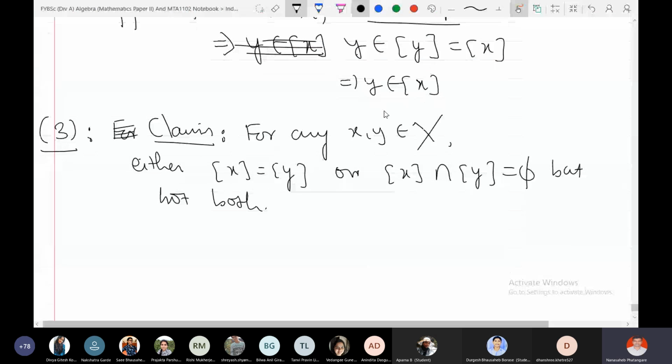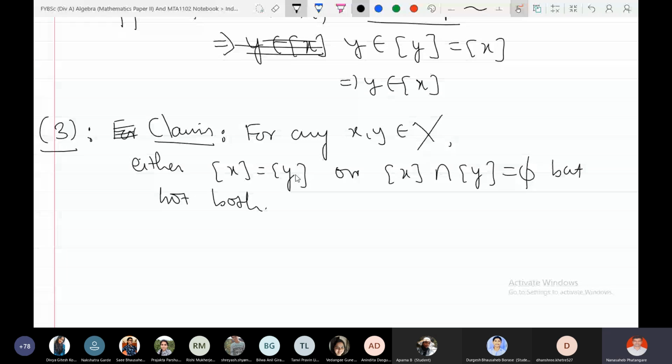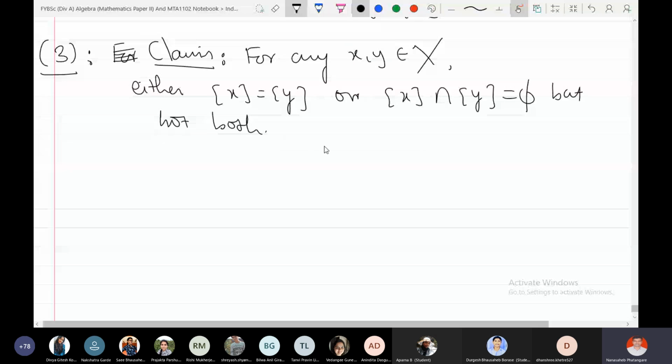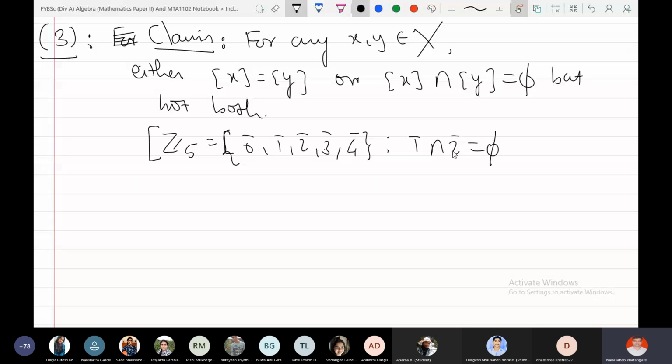So, if you look at any two elements and their classes, then the classes are either exactly the same, or they are separated, but not both at a time. You can see in the case of Z5, what are the classes? 0 bar, 1 bar, 2 bar, 3 bar, and 4 bar. You can observe that 1 bar intersection 2 bar is empty. Take any two classes here, they are completely disjoint.